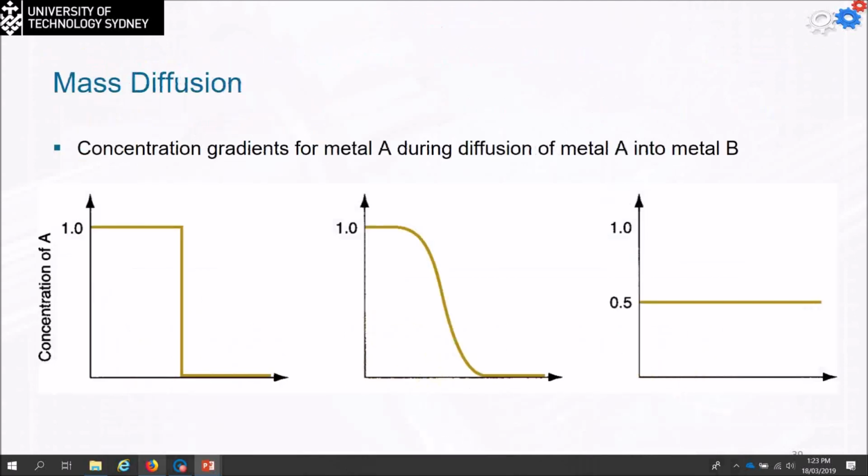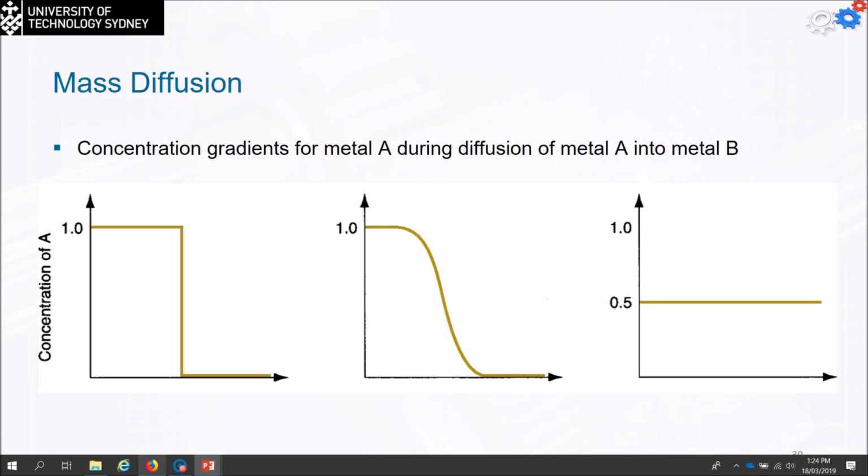We have one concentration of material A and 0 for material B. When the process starts, we get a continuous curved line as things start to mix together. And we are going to end up with the concentration of materials A and B being 50% of each.